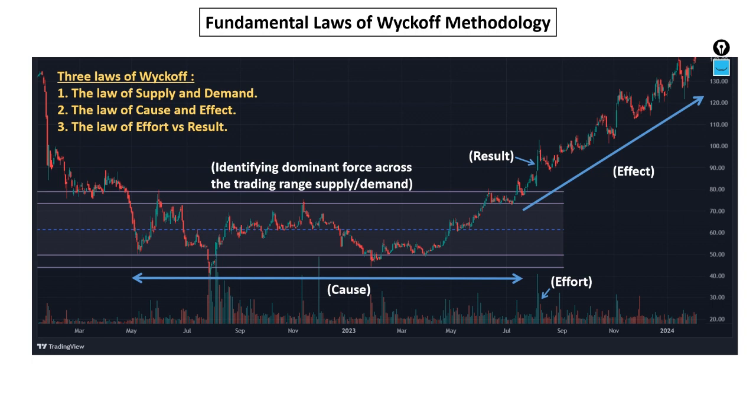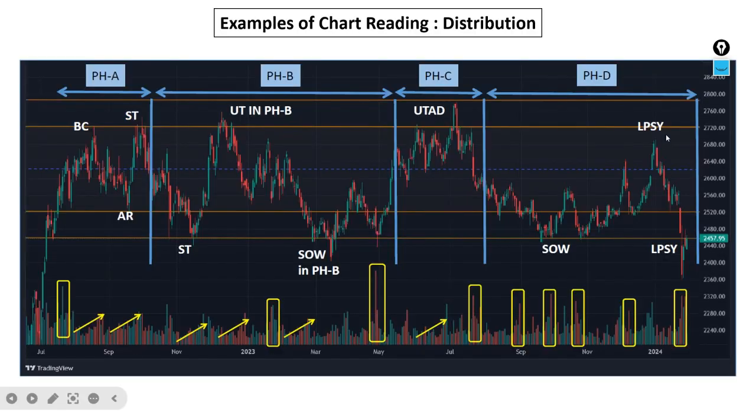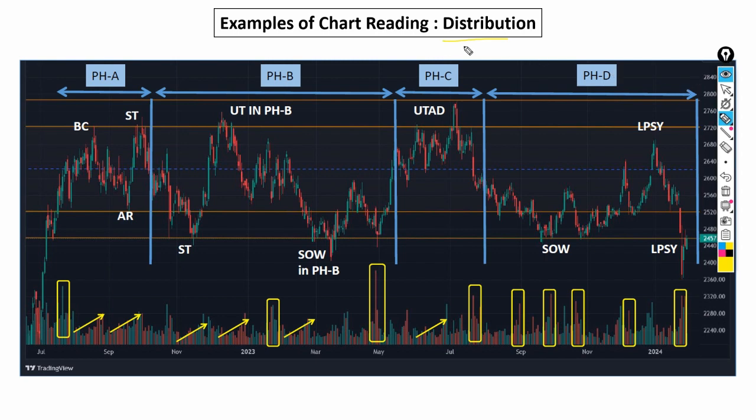Last, moving to the next slide, we have one more example of chart reading, and we have a distributional example. So here also, similarly, if we see, we have multiple phases A, B, C and D. E is yet to unfold. You see how nice a climactic up move this is, where we are getting into the buying climax.